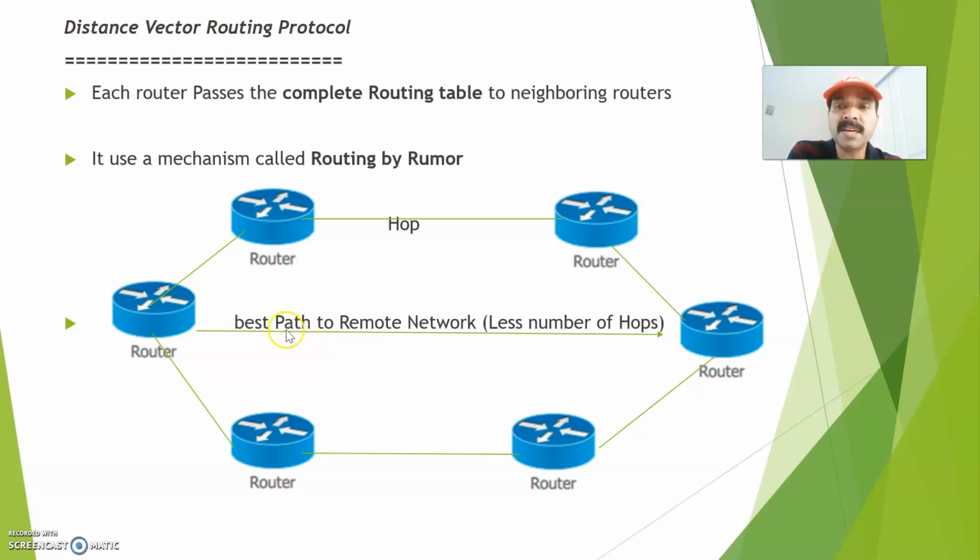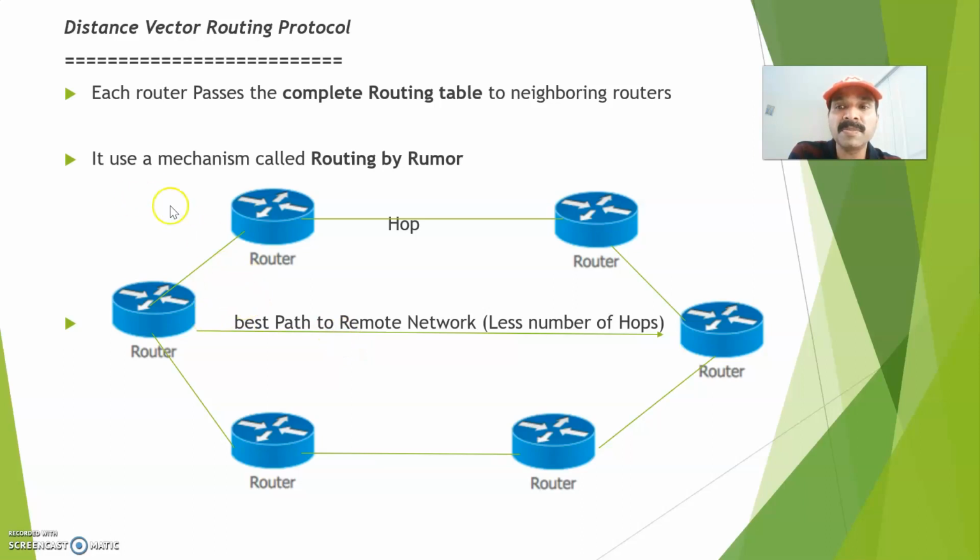So in this scenario, I have connected several routers, right? From this router to this router, there is only a single hop. But if it takes this path, you can see there are three hops, right? So always it will install the best path with the least number of hops. So this is having one hop. So always it will install the path with the fewer number of hops into the routing table. So that is the thing about the distance vector routing protocol.